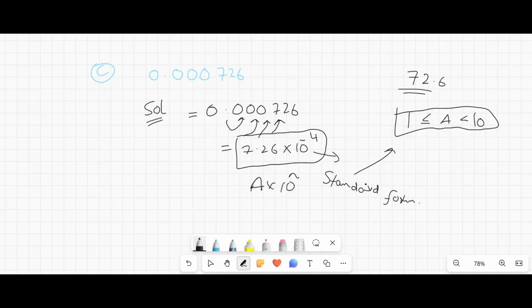So that was just an example for small numbers and large numbers. Now we will do some exercise questions. Then in the last we will do the review of the exercise with the past papers.